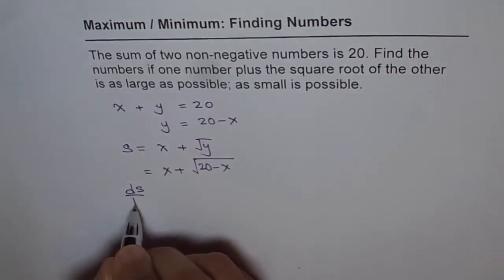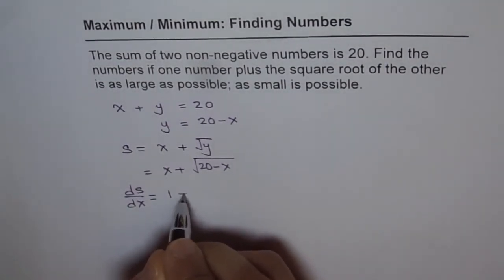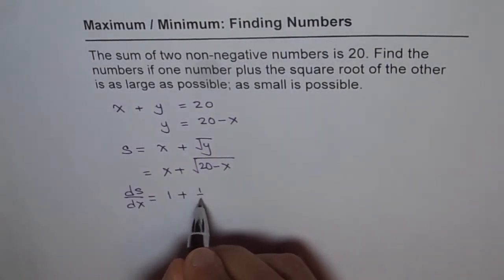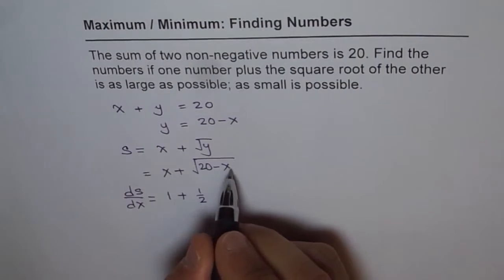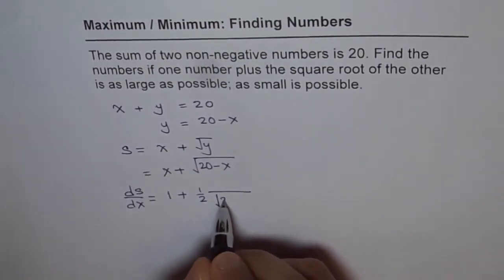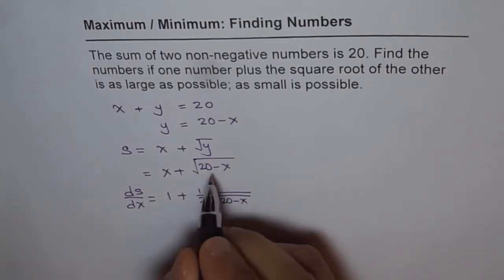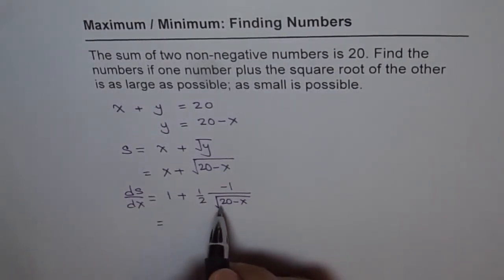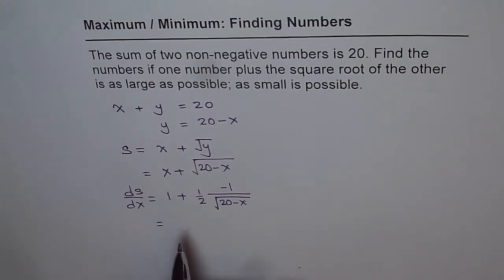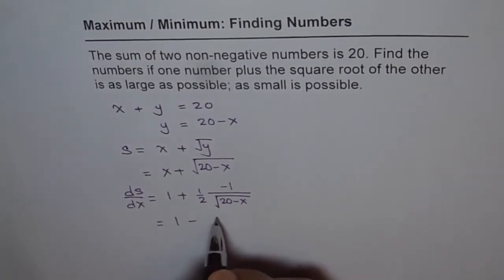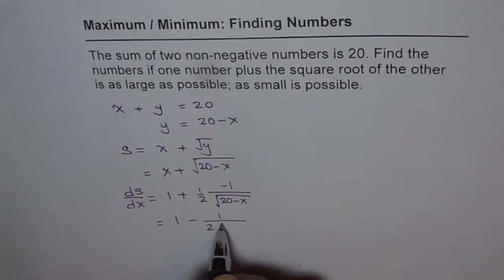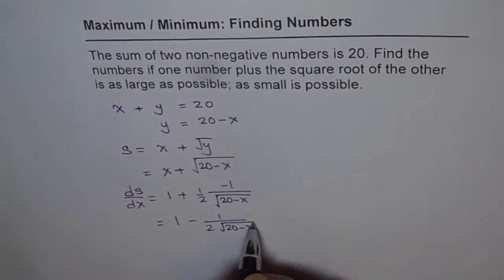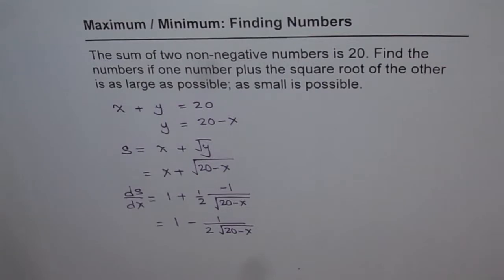So dS over dx is equal to 1 plus the derivative of this, which is half times 20 minus x to the power of minus half, so I'll write it in the denominator, 2 square root of 20 minus x, and the derivative of the inside function, which is minus 1. So that is my derivative. Now I can write it in a simpler form, or we can leave it like this and then do cross multiplication. But in any case, let me write it like this: 1 minus 1 over 2 square root 20 minus x. So that becomes our function.